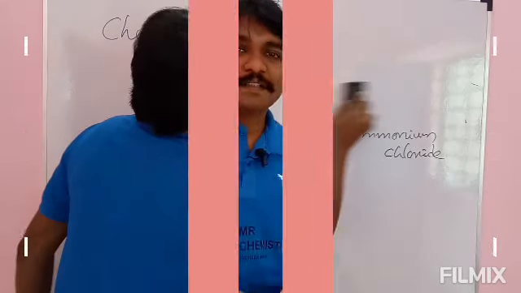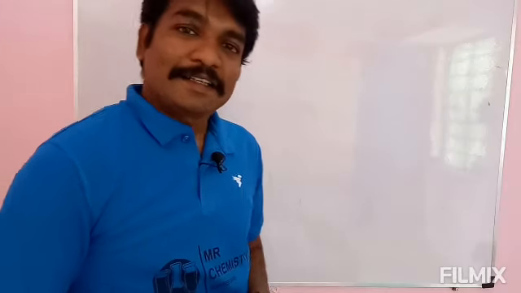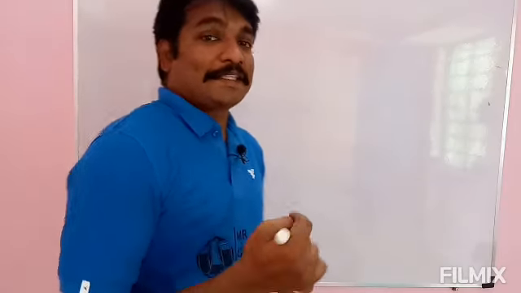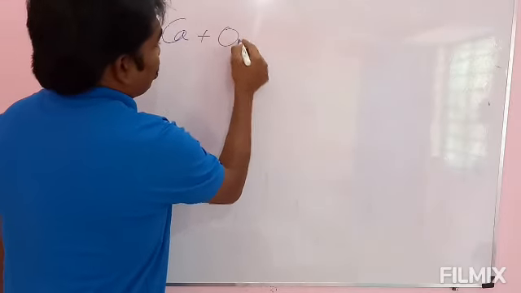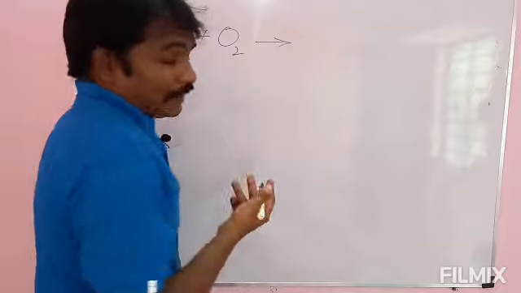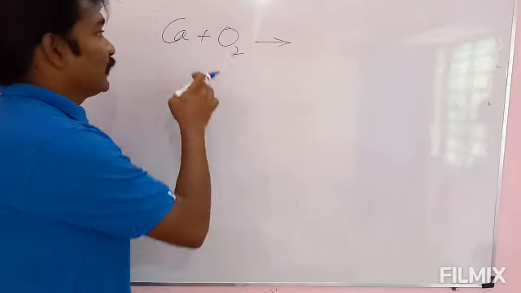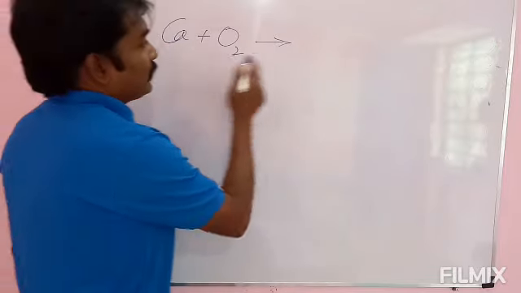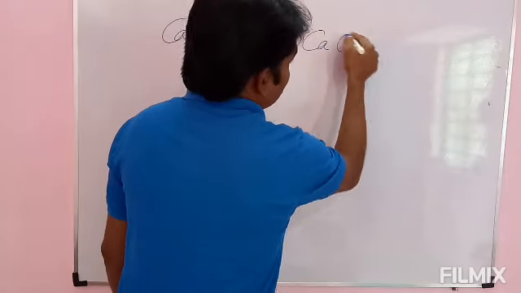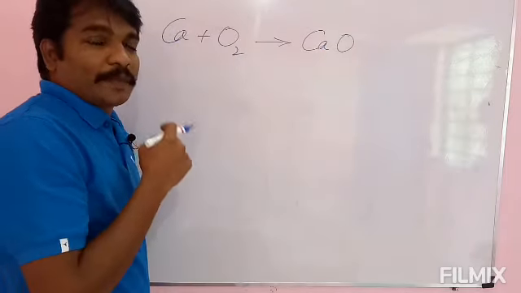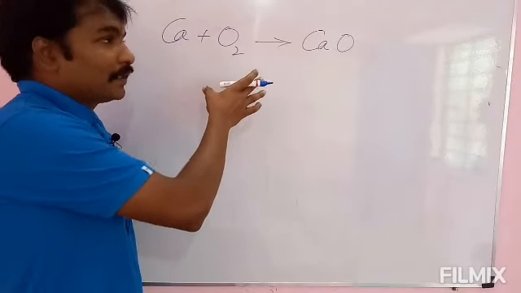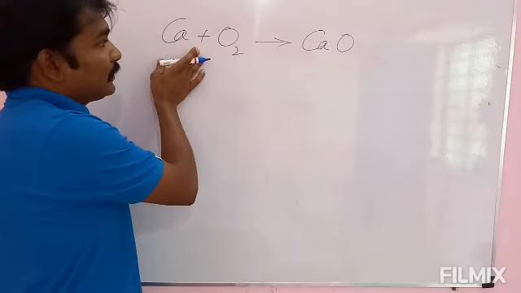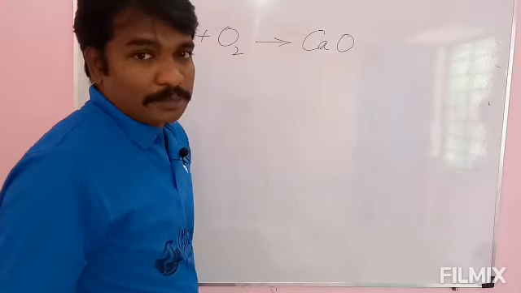Take one more example: calcium reacts with oxygen and forms calcium oxide. See here, calcium burns in the presence of oxygen; reaction with oxygen means a burning reaction. Just like magnesium reacts with oxygen and forms magnesium oxide, calcium reacts with oxygen and forms calcium oxide.